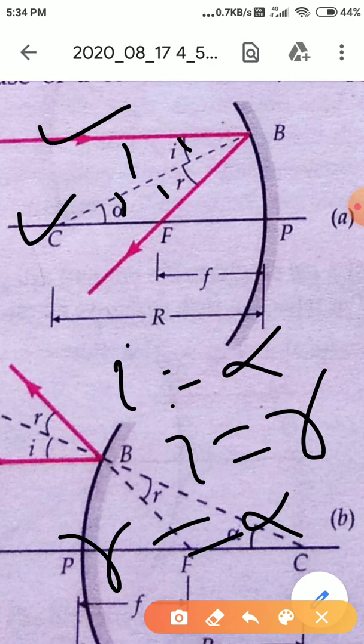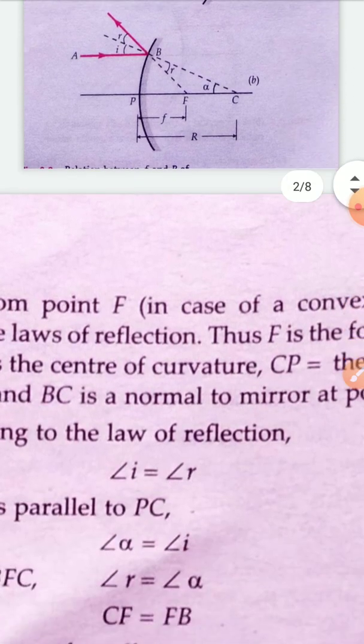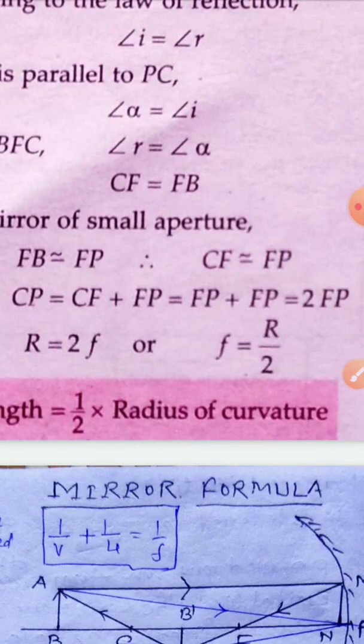Now PC can be written as PF plus CF. Now CF is equal to FB. Now as the aperture of the mirror is very small, we can consider FB is equal to FP. So PF plus CF is equal to PC, and PF and CF are equal, which is equal to the focal length. So we can write PC is equal to 2PF, and therefore R is equal to 2F, or F is equal to R by 2.